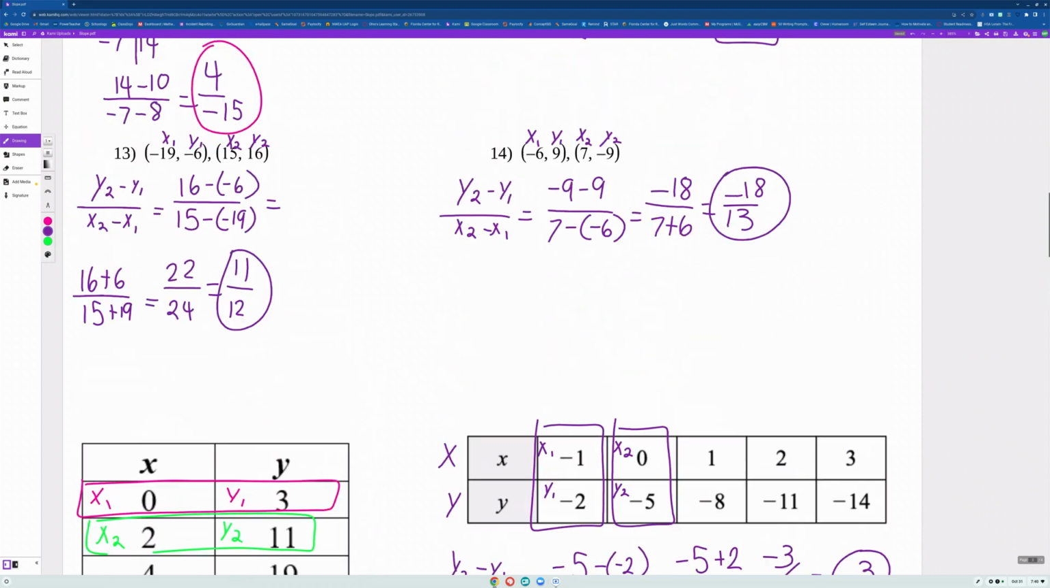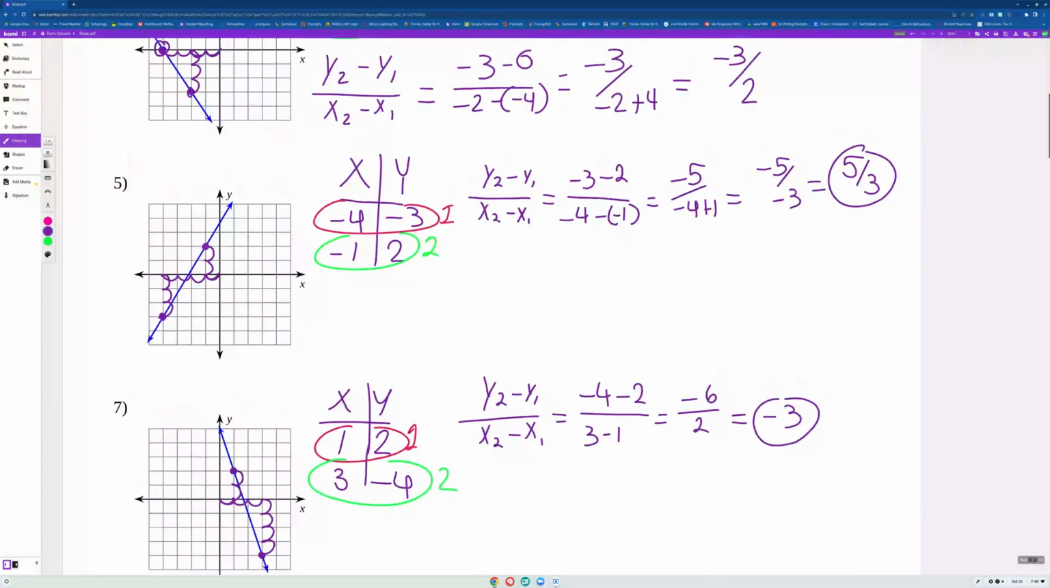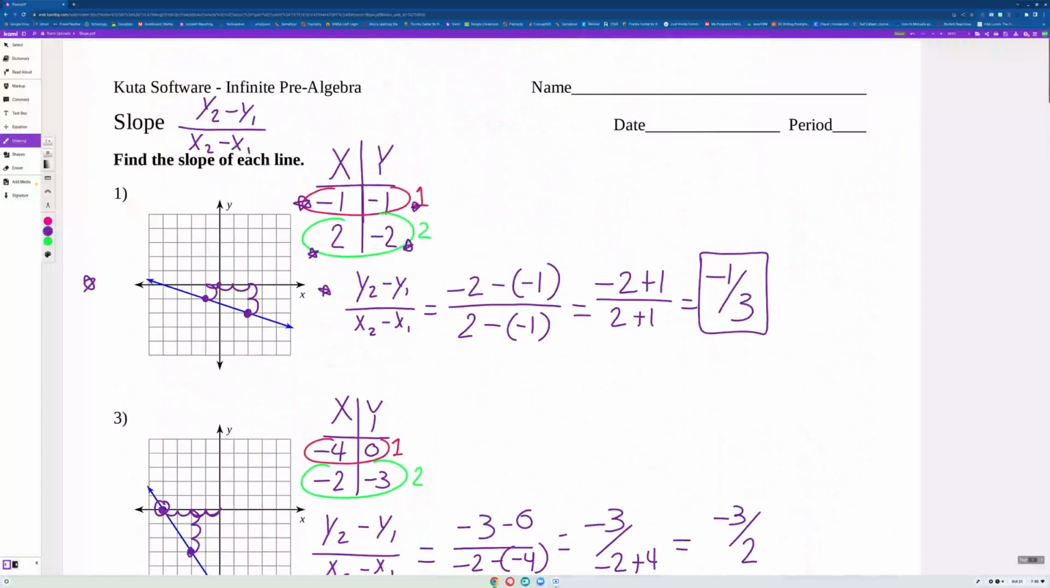All right, so just a quick review for you guys. When we find slope, we need ordered pairs, x and y. When you write your ordered pairs, x will always come first and y will come second. When you're solving for slope, which is just how steep the line on a graph is, your formula is going to be y2 minus y1 all over x2 minus x1.